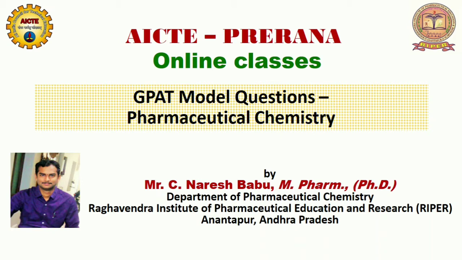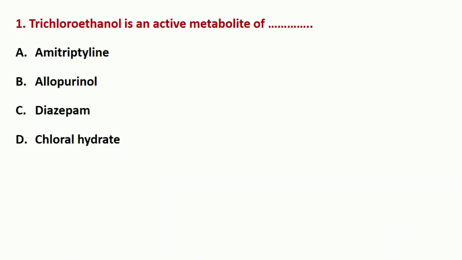In this connection, AICTE Prerana Scheme, now I am going to discuss GPAT model questions in pharmaceutical chemistry. So question number 1: trichloroethanol is an active metabolite of which drug? Among these examples, amitriptyline, allopurinol, diazepam, chloral hydrate, which one gives the metabolite trichloroethanol? So let's see one by one. What is the metabolite of each drug?